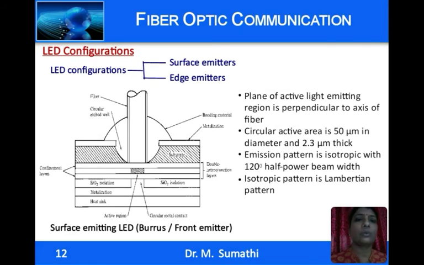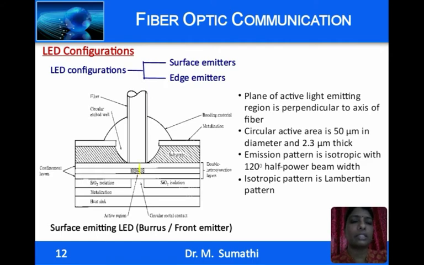Let us look into the two configurations of an LED, the surface emitters and the edge emitters. First, the surface emitters are also called the Burrus or front emitter. Here, the plane of the active layer that is emitting light is perpendicular to the axis of the fiber. So, we have the active PN junction layer here surrounded by the double heterojunction layer to confine optical and carriers. A circular well is etched in the substrate and the fiber is cemented to it.